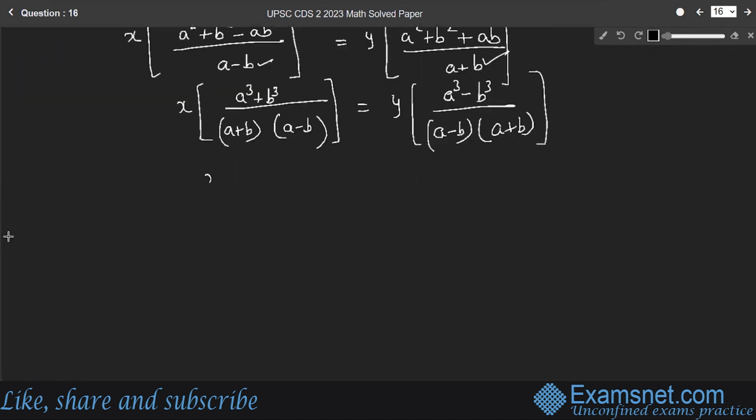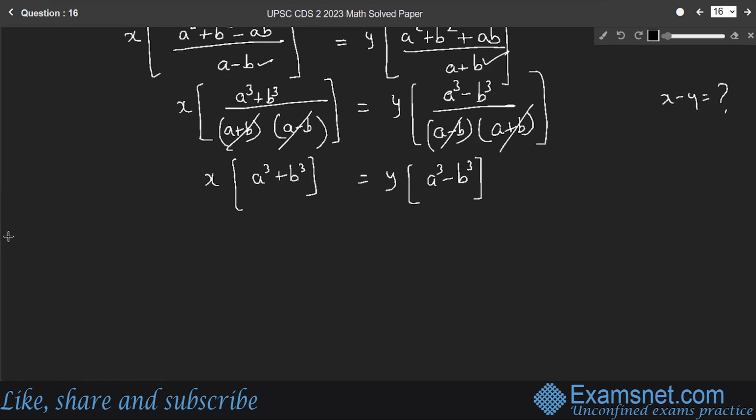Therefore, here (a plus b) into (a minus b) and (a plus b) into (a minus b) will get cancelled, right? So x into (a cube plus b cube) is equal to y into (a cube minus b cube). Here we need x minus y, right? For that, let us rearrange these terms. So we'll expand: x into a cube plus x into b cube is equal to y into a cube minus y into b cube, right? We'll club all a cube terms.